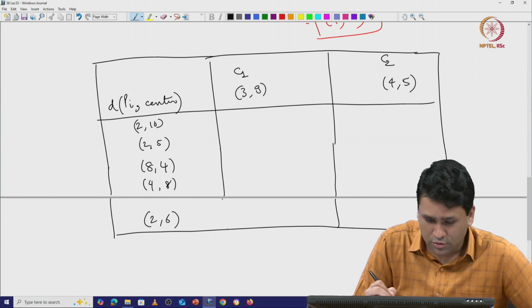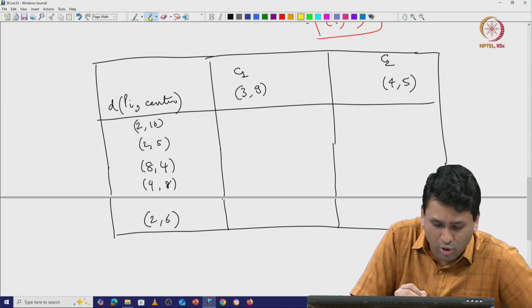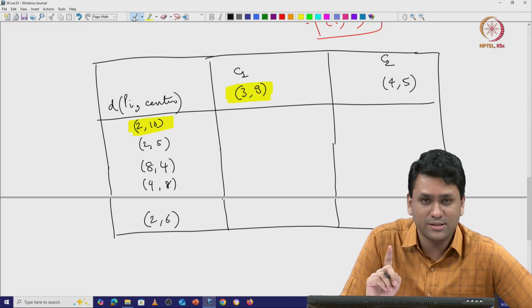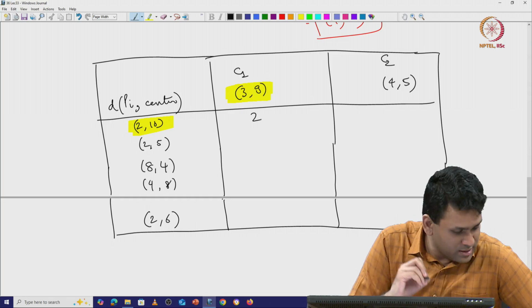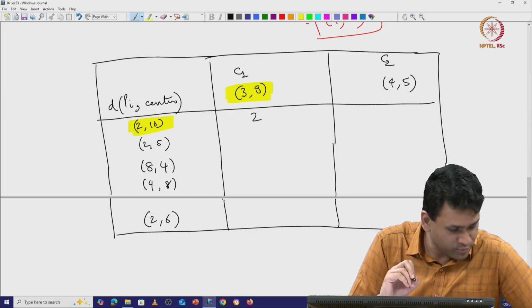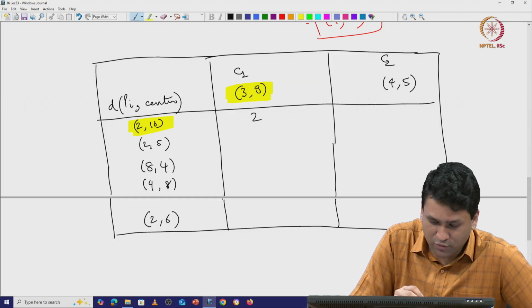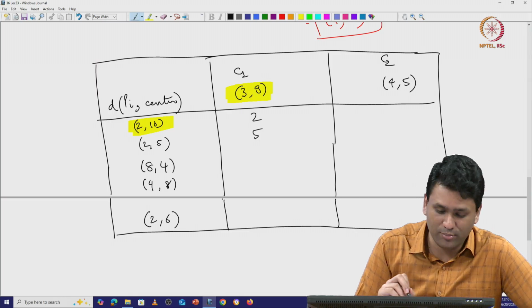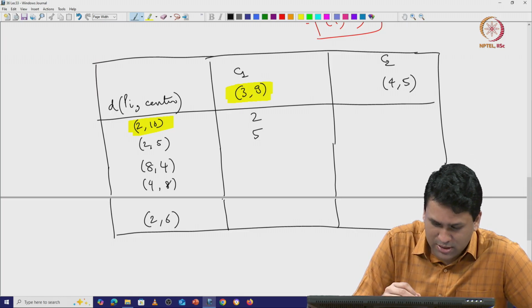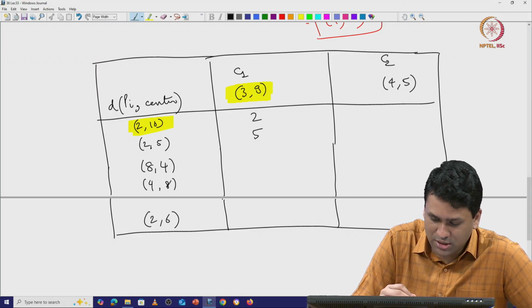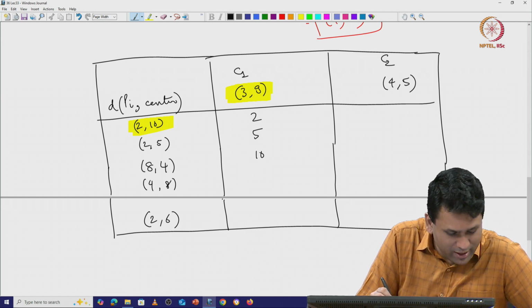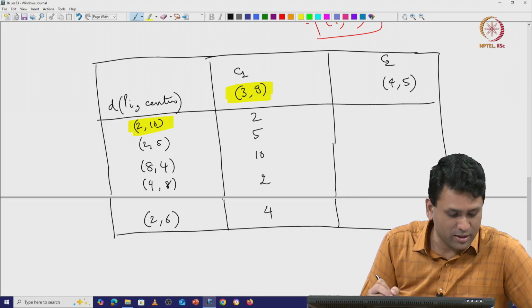Alright. So now what is the distance of 2 comma 10 with 3 comma 9? The distance is 1 along the x direction and 1 along the y direction, so that is just 2, right. Then what is the distance of 2 comma 5 with 3 comma 9? That is 1 along the x direction and 4 along the y direction, so that is 5 in taxi cab geometry. 8 comma 4, the distance is 5 in the x direction and 5 in the y direction, so the total of 10. And then I encourage you to do the remaining calculations yourself.